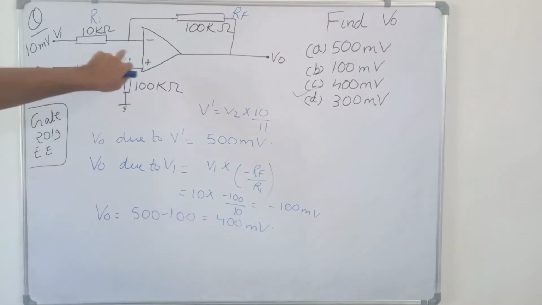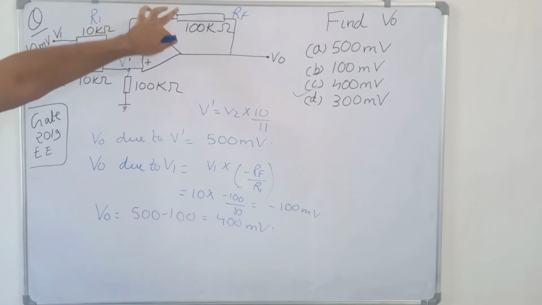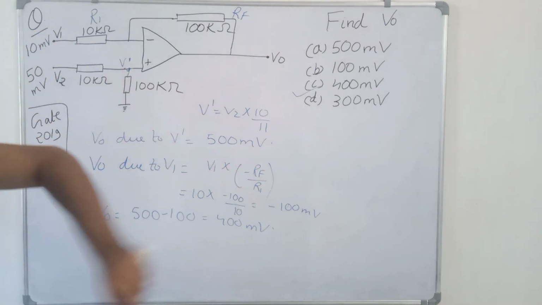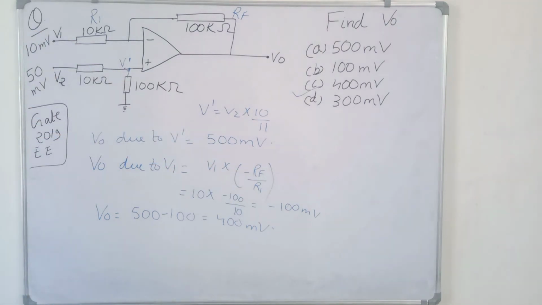And remember that in the non-inverting configuration of the op-amp, the gain of the op-amp is 1 plus Rf by R1, and in the inverting configuration of the op-amp, the gain is minus Rf by R1. So if you know these things, you can solve this question very easily. It was a very easy question, and you can solve it in less than 1 minute.